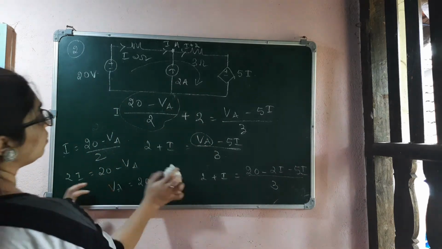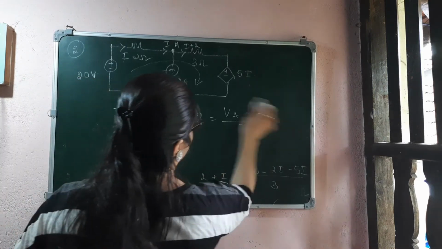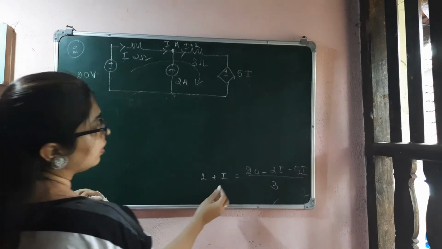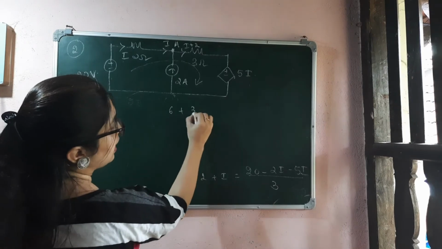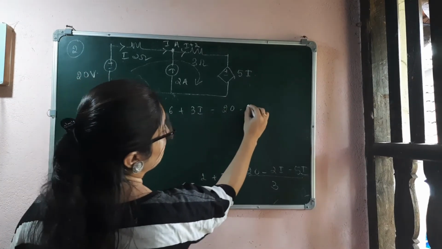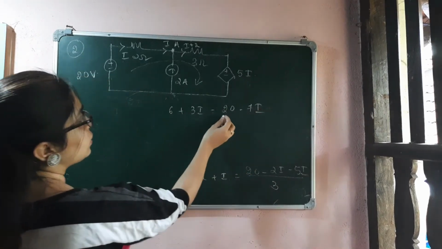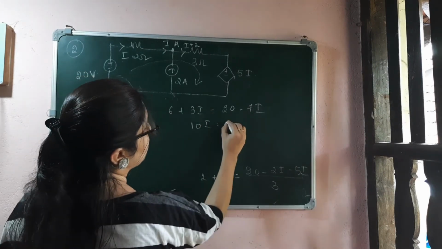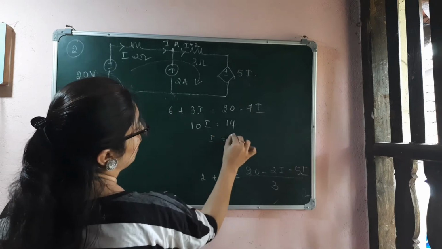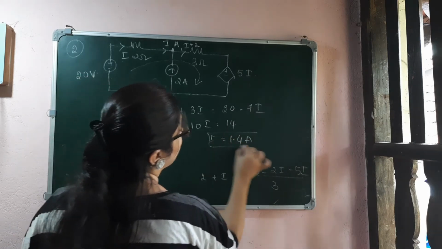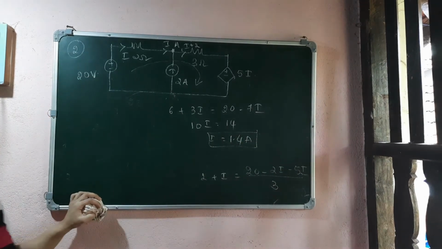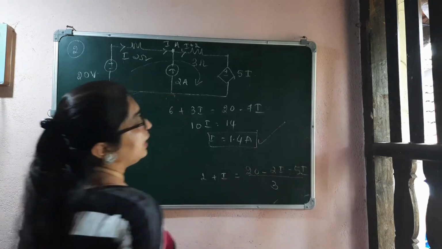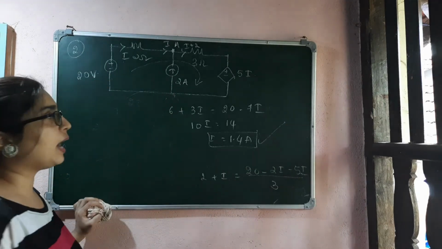Okay, so now 3 times 2 is 6 plus 3I, that is equal to 20 minus 7I. Okay, so if I take this side, it is 10I, and 20 minus 6 will be 14. I is equal to 1.4 ampere. So using both the methods, we got the current I is equal to 1.4 ampere.